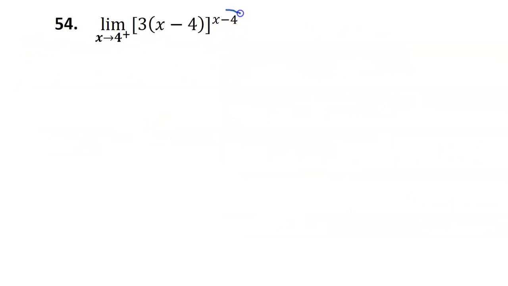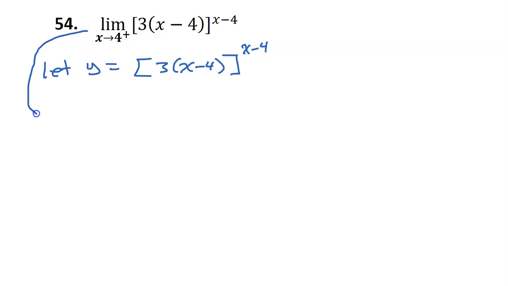Number 54, I see a variable in the exponent again. So we will probably need the natural log once again. So let's start by letting y equal the entire function. So we will let y equal 3 times x minus 4, all raised to the x minus 4 power. So we can think of the original problem as the limit as x approaches 4 from the right of y.